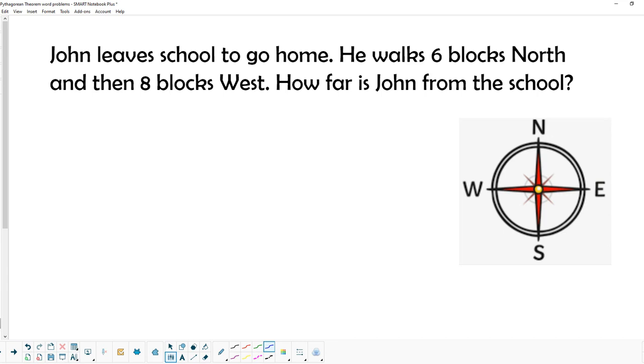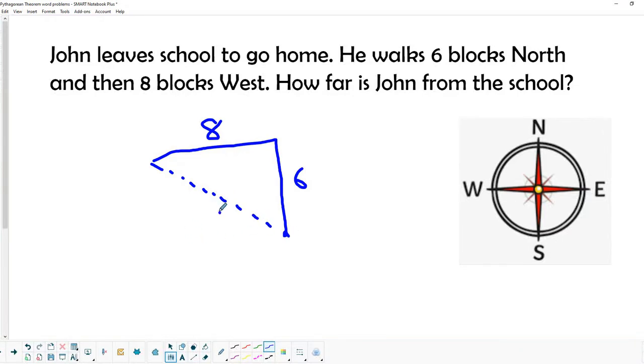Okay. All right, John leaves school to go home. So let's get this up and ready to go. So here's the school. He leaves the school and he walks 6 blocks north. So we're going to go this way, 6 blocks north. Then he turns 8 blocks west. So he goes 8 blocks to the west. The question is, how far from home is he at that point?